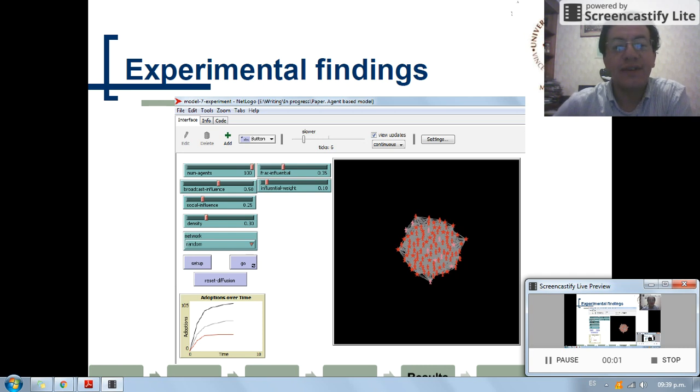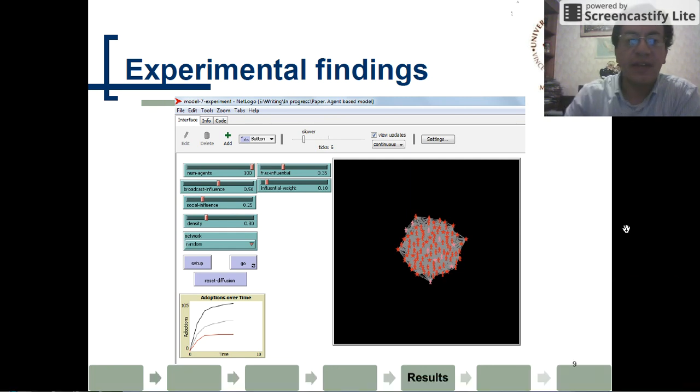As I was mentioning, I used a software called NetLogo to simulate the adoption decisions of consumers, and here you can see a sample of a screen for this software. So I will start discussing my results.